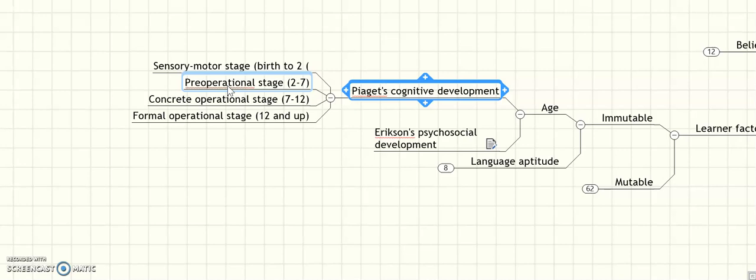We need real objects to help us solve problems. The real objects are concrete objects. So we operate with concrete objects. And this is how we learn at this stage.